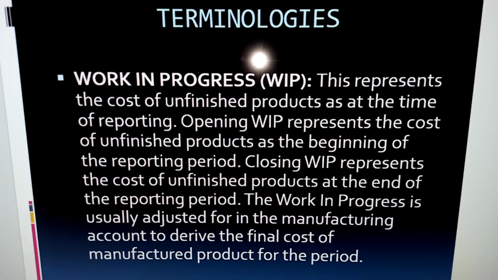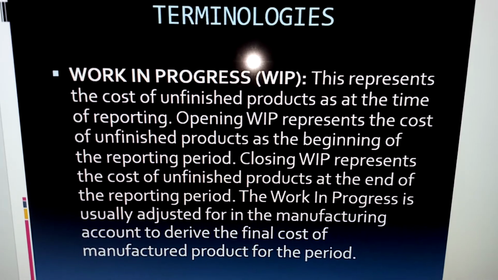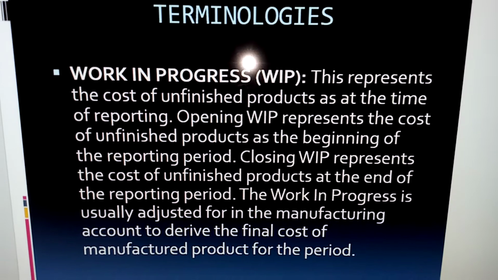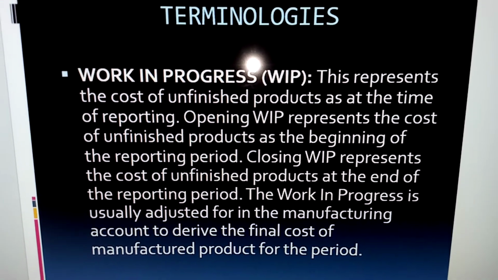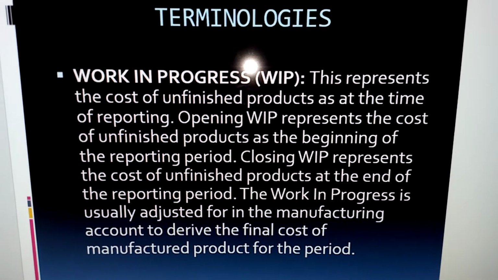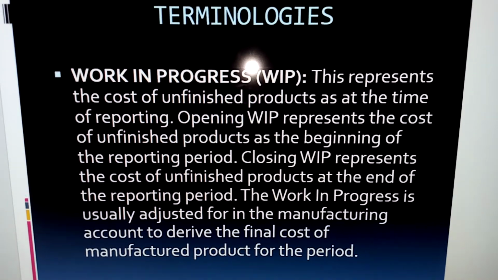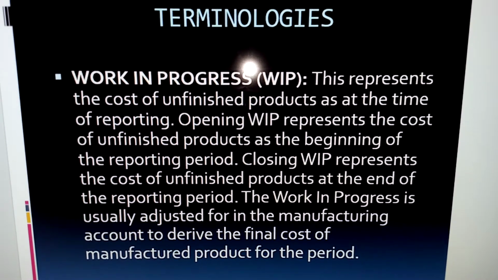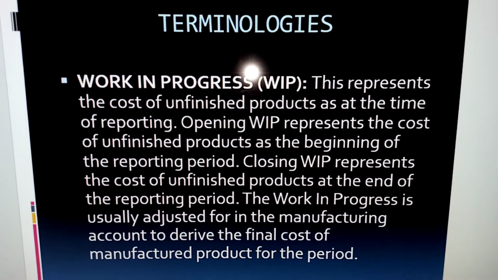The next one here is work in progress. When we say work in progress, we mean goods that are yet to be completely produced as at the period of reporting, or we can say unfinished products as at the period of reporting. So work in progress is the cost associated with goods that are yet to be completely produced. So we can have opening work in progress, that represents goods yet to be completely produced at the beginning of the period or at the end of the previous period.